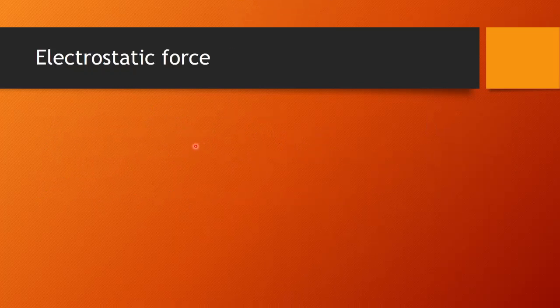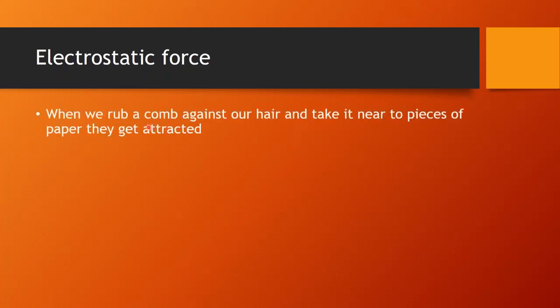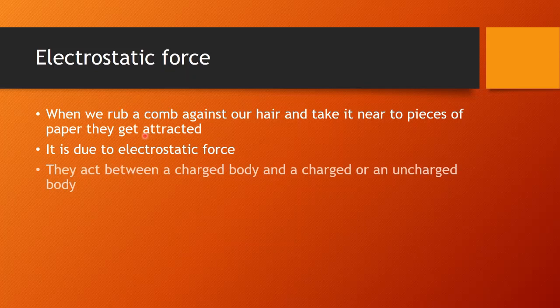Now let's move on to the next force called electrostatic force. Okay, pretty big name, right? Now when we rub a comb against our hair and take it nearer to pieces of paper, they get attracted. So how is it possible? How can they get attracted just like that? It is due to a force called electrostatic force. It acts between a charged body and a charged body, or an uncharged body and a charged body.